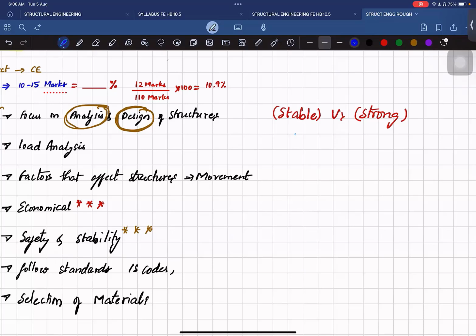Stable means it would resist the wind or probably the earthquake movements, and strong is the strength against the load. You guys are almost near. Stable is something related to movement, am I right? And strong, that strength, is something related to load bearing capacity.